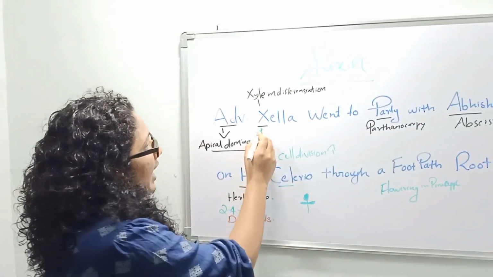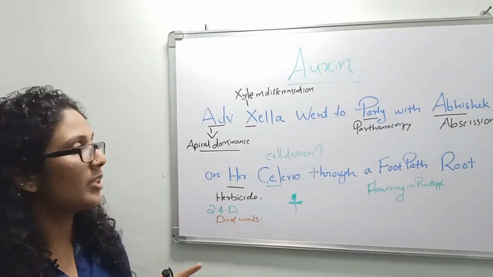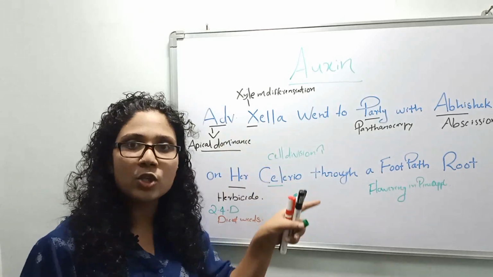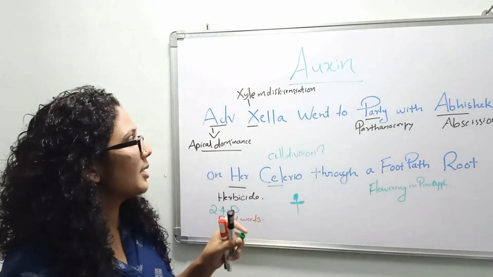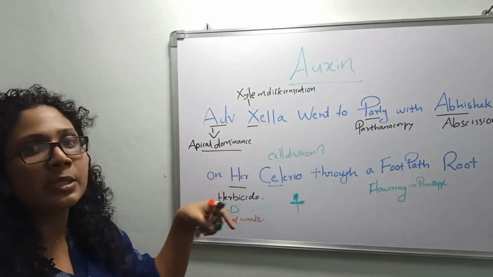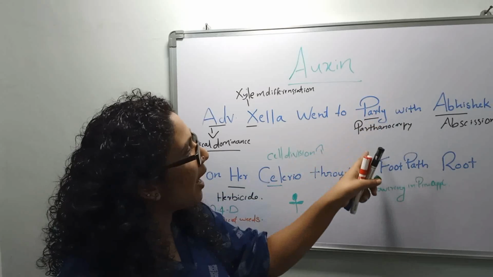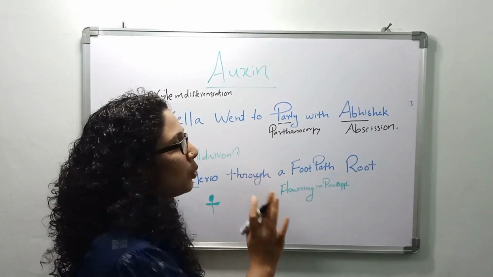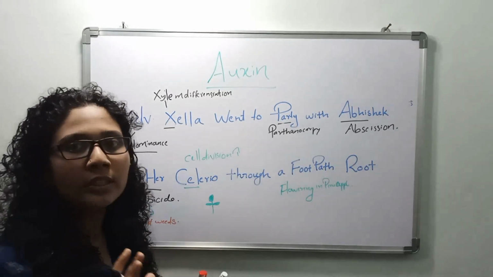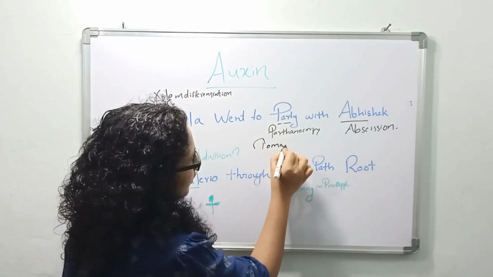The next, X, Sella. X stands for xylem differentiation or xylem formation or maturation of xylem. Xylem is the water conducting tissue in higher plants. Xylem differentiation is one of the other functions of auxin. Next one is party. This P stands for parthenocarpy. A simple and common example for parthenocarpy is tomato.